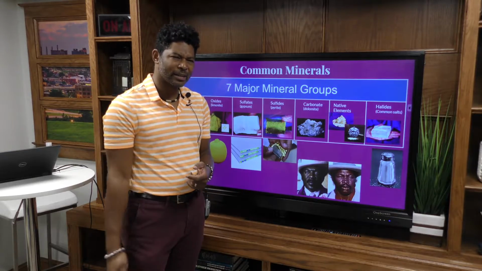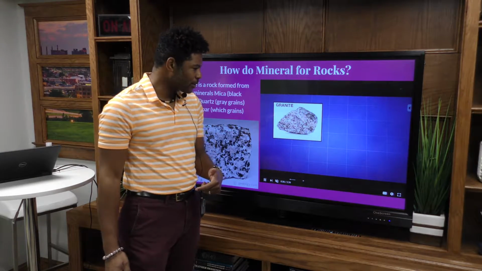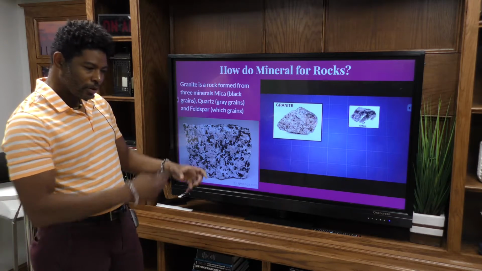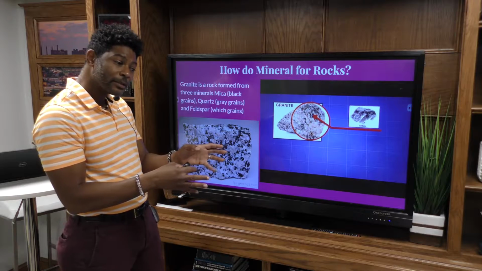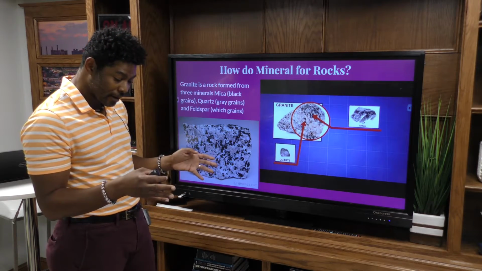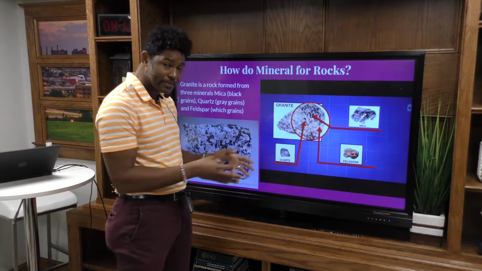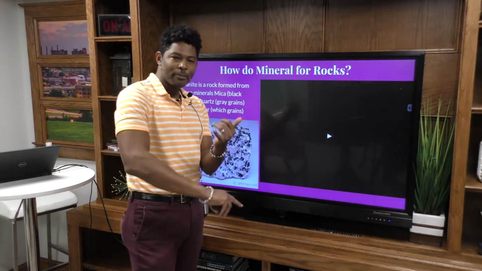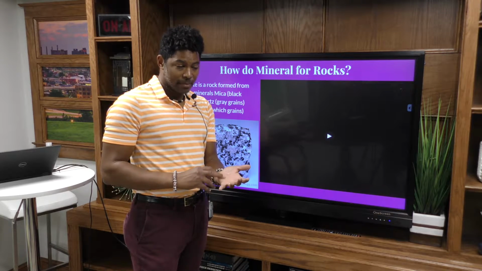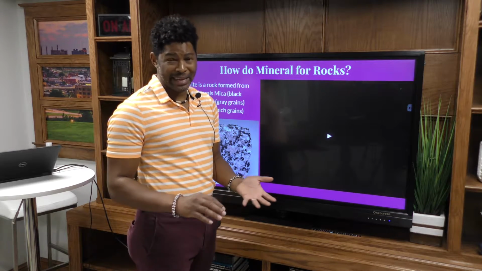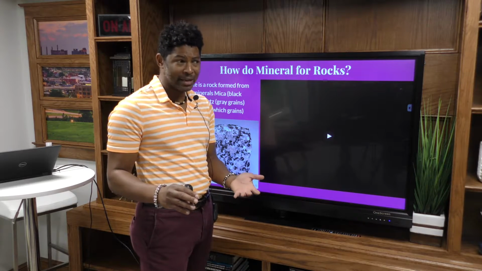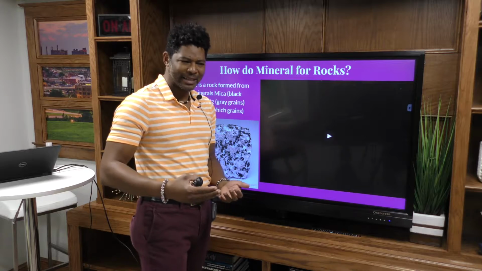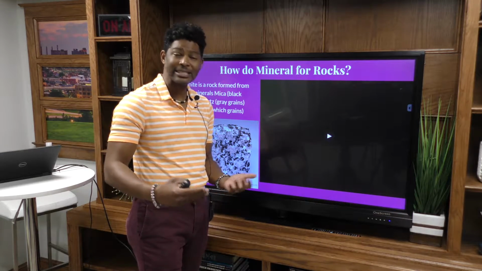Now let's talk about rocks, because just like with our meals, there are different types of rocks because of different types of compounds. Just like with different types of meals, you have different types of dishes. Here's what I mean. If you have breakfast, 9 times out of 10, you're probably going to have eggs, bacon, something of that nature, maybe a bread, like pancakes. But if you're talking about dinner, now you're talking about steak, potatoes, salad.